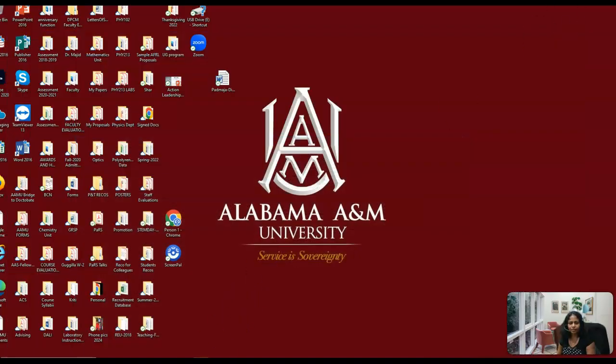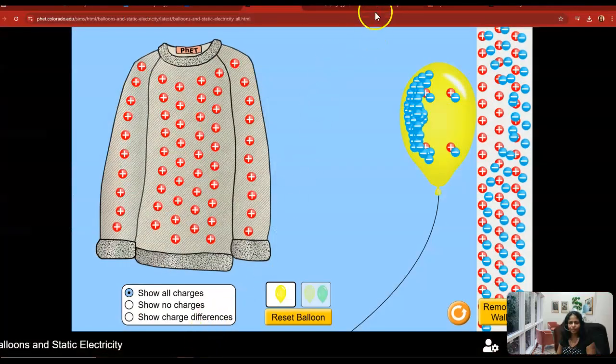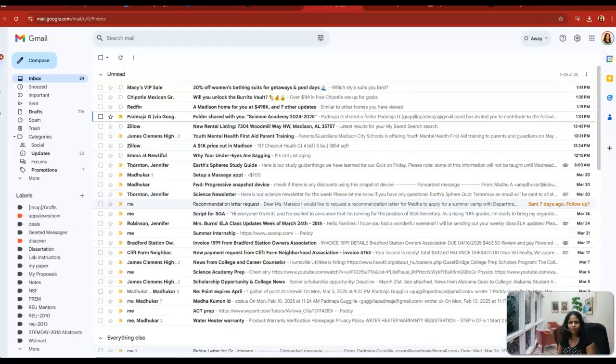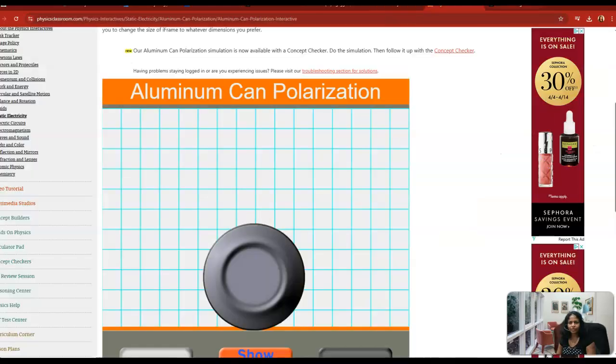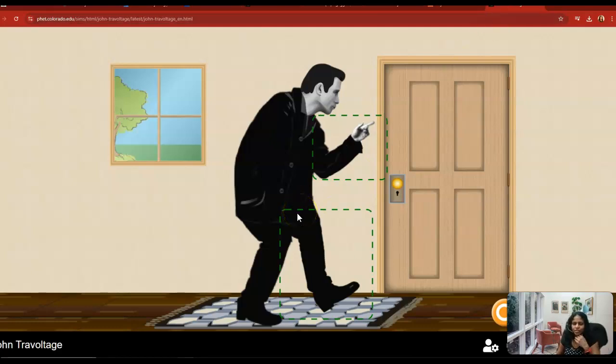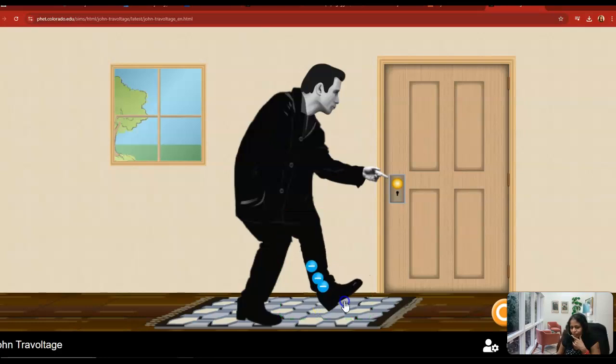See, so this guy is neutral right here, but let's say that if his hand is touching here and his leg, which is actually neutral in nature, is rubbing against this rug right here, see that? So this is what happens.